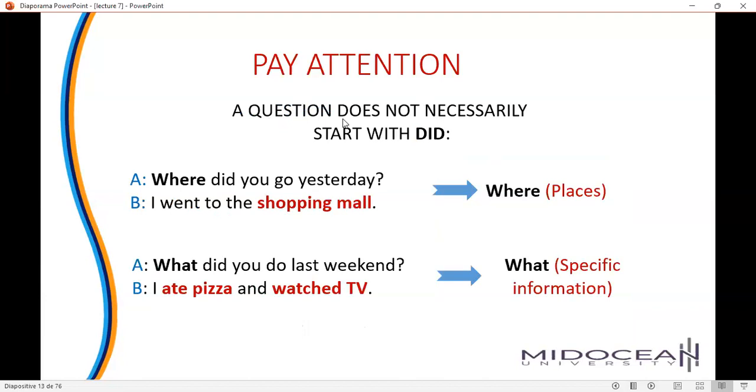The question doesn't necessarily start with did. Examples. A: Where did you go yesterday? B: I went to the shopping mall. So here, as you see, we have a question in the simple past, and we use where, which indicates place. We're asking about place. Another example: what did you do last weekend? I ate pizza and watched TV. We use what to ask for specific information.